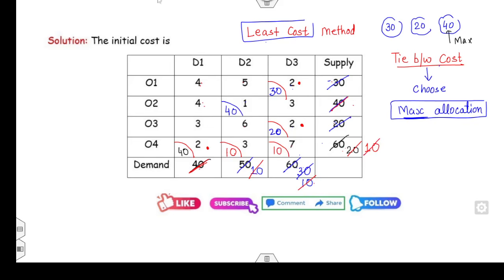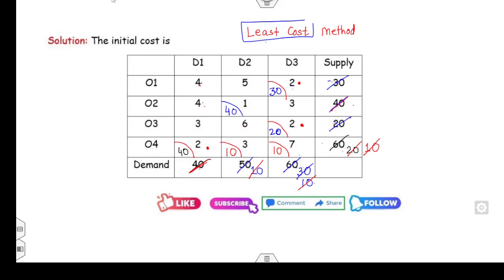And how can you check your answer in the examination? You can see initial was 40. You can see the allocation 40. 40 plus 10, 50. 30 plus 20 plus 10, 60. Similarly for the row wise, 30, 40, 20 and so on. Fine. Now, what are your allocations?